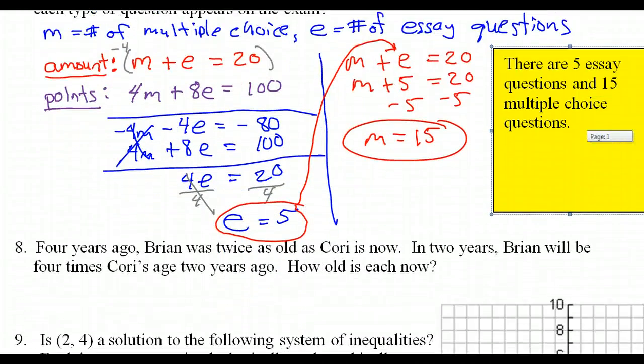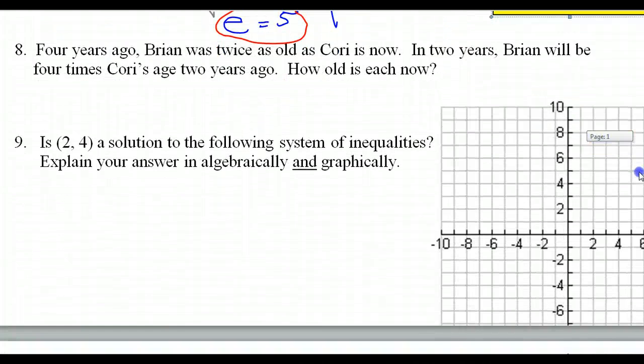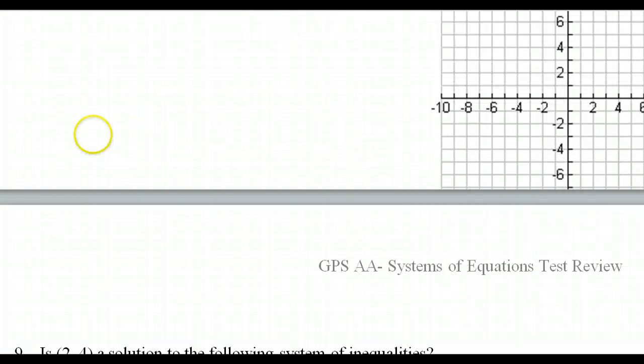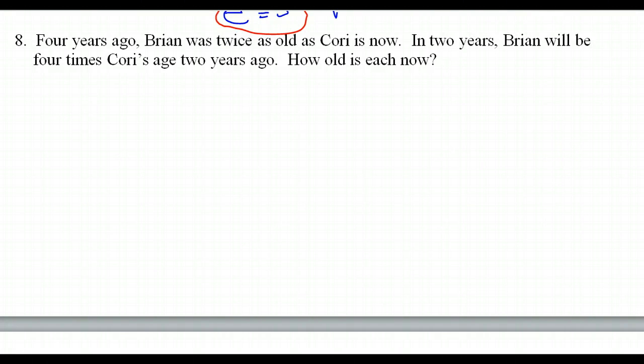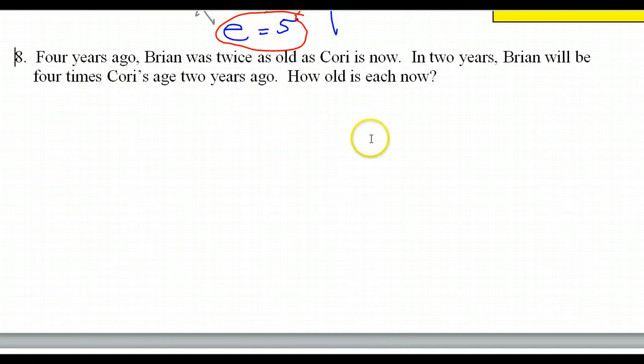Now let's take a look at number 8. See what's what. Once again, I'm going to make myself some space. Okay, I love questions like this for some reason. I guess they're like little puzzles.